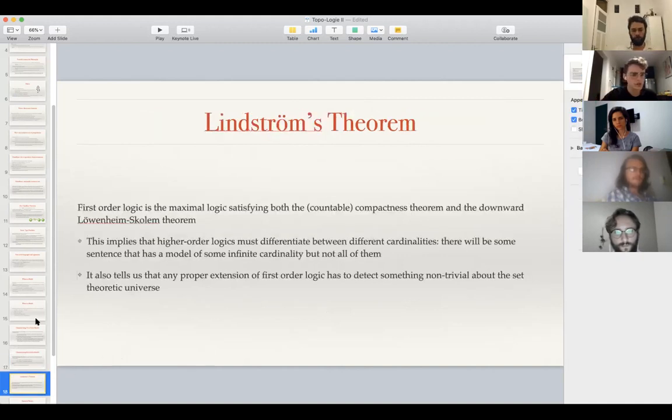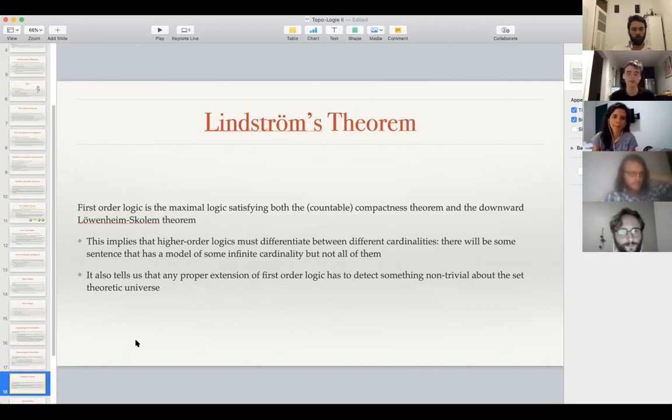Okay, so these two theorems come together in this famous one called Lindström's theorem, which says that first order logic is the maximal logic satisfying both the countable compactness theorem and the downward Lowenheim-Skolem theorem.